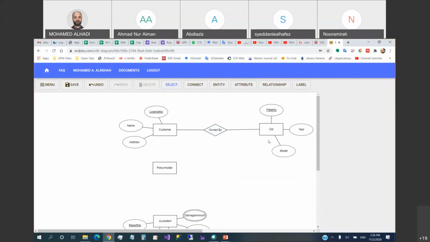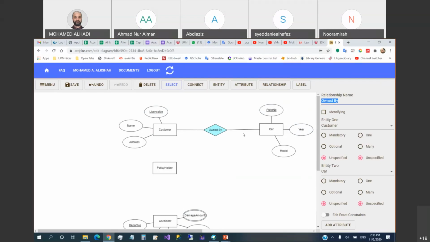Okay, so let us discuss how the car could be owned. Every car should be owned by one owner, right? So the relation of the customer should be many. This is actually confusing here. Using the entity relationship plus, it's a little bit confusing because it looks like it works in a different way. When we put many on the side of customer, it shows many at the car side, right? So we have to work with it in the opposite way.